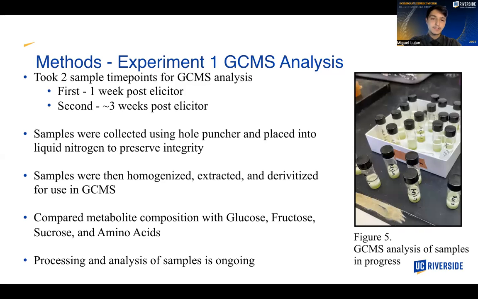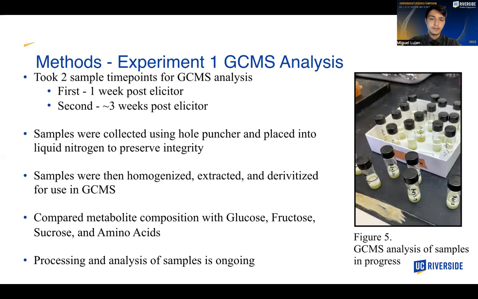So moving on to the GCMS analysis, we took 2 sample time points for the analysis. The first time point was taken 1 week post-elicitor application, while the second time point was around 3 weeks post-elicitor application. Samples were collected using a hole puncher and placed in liquid nitrogen to preserve sample integrity. Samples were then homogenized, extracted, and derivatized for later use in GCMS. For this, we compared metabolite compositions of samples with glucose, fructose, and sucrose measurements. The processing and analysis of samples is still ongoing.